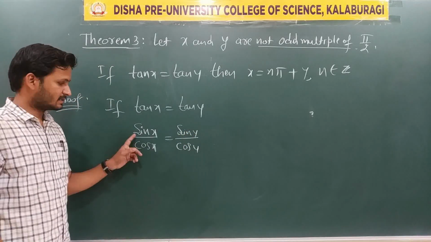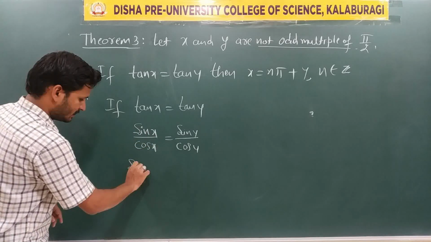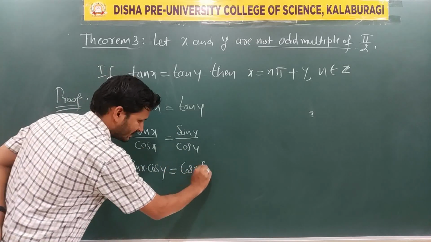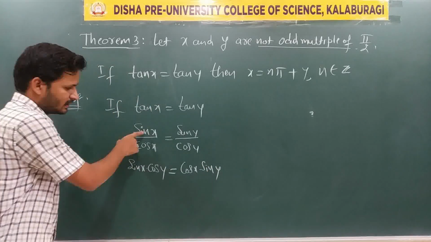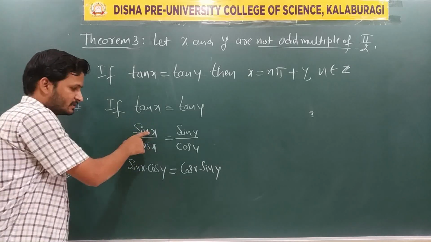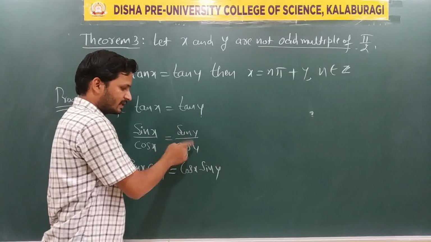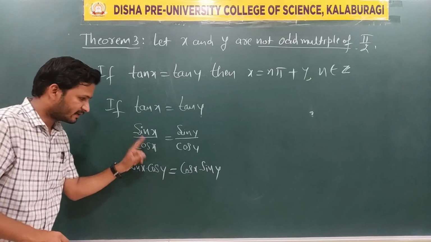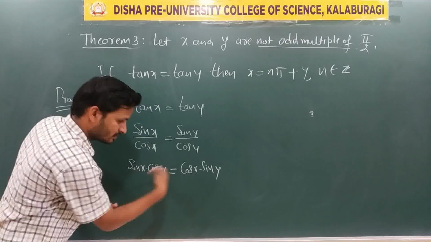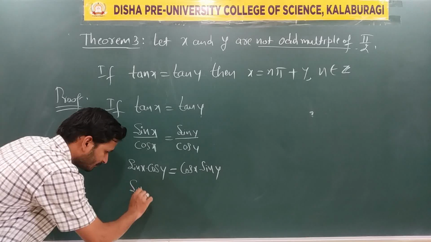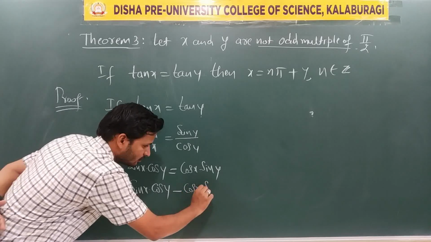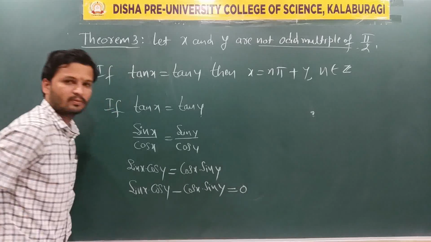Next, cross multiply, that is sin x into cos y is equal to cos x into sin y. Because tan x is equal to sin x by cos x, and tan y is equal to sin y by cos y, after that just cross multiply: sin x into cos y and cos x into sin y. Then take cos x into sin y to the left side, that is sin x into cos y minus cos x into sin y is equal to 0.